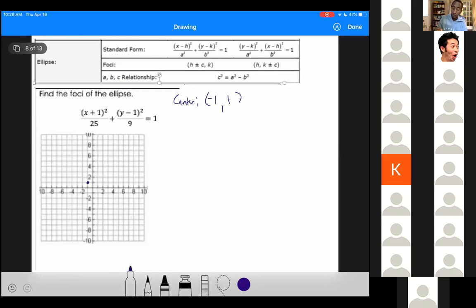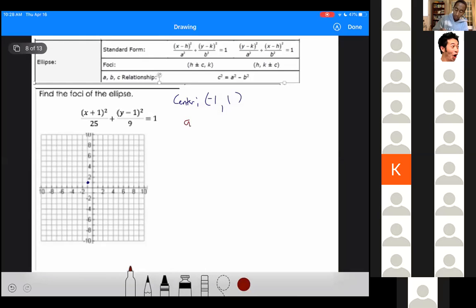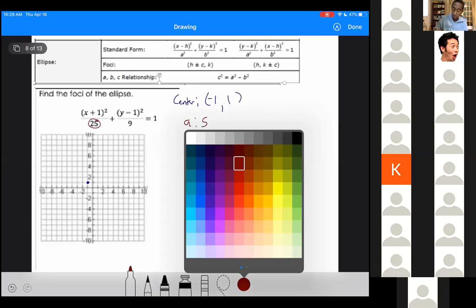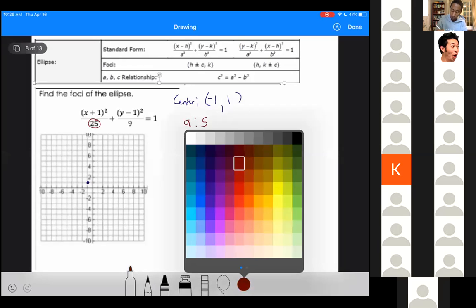And then Brianna, what's our A here? A is 5. Okay, good. Remember, A is a bigger number, and this is A squared. So 5 squared gives us 25. Jocelyn, what's our B here? Okay, good. 3. She wrote it in the chat. So then we can draw an ellipse based off of that. So our A is 5.